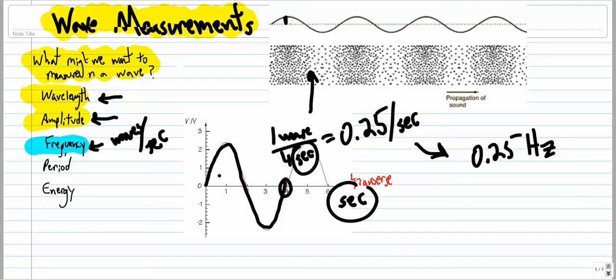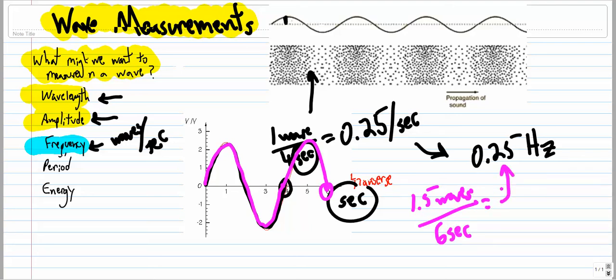Now, if I had wanted to, I could have traced out, here's one wave, and then here's a half of a wave. So that's 1.5 waves in 6 seconds. And if I do 1.5 divided by 6, I get the same answer again. So it doesn't really matter how many wave chunks you pick, as long as you have waves per second. That'll give you the frequency.